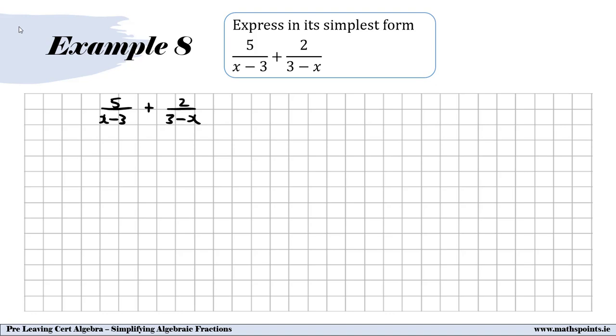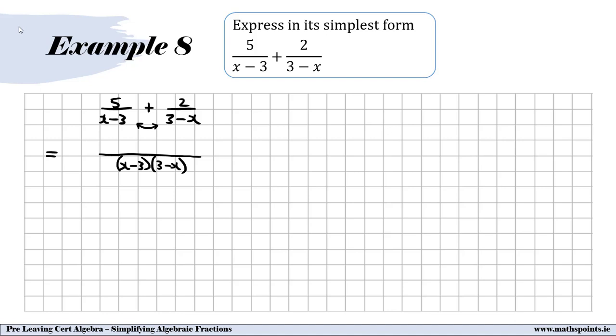So as we would have done in the previous examples, I write down an equals, I draw a line across the width of the sum to represent the single fraction, and then we're going to have a common denominator of x minus 3 on 3 minus x. In other words, the product of the two denominators of our single fractions.